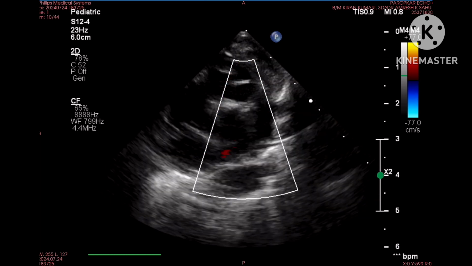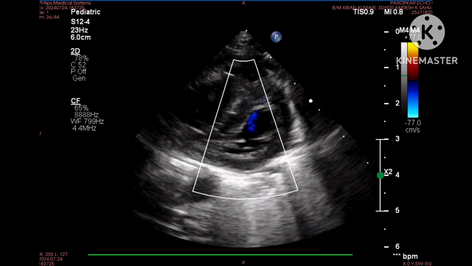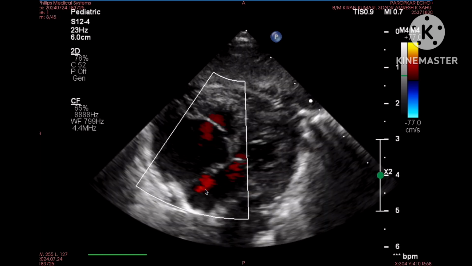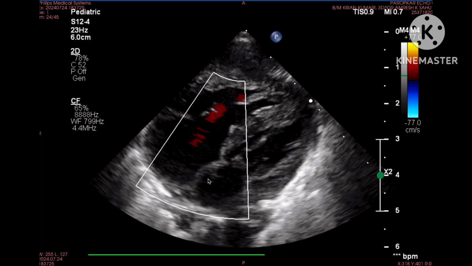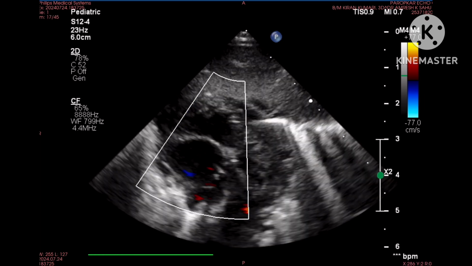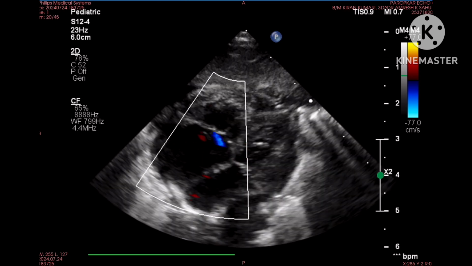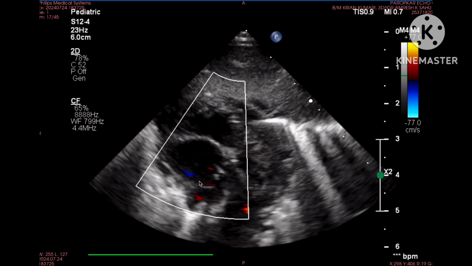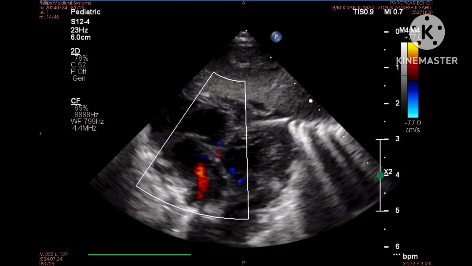Same thing again. Now the ASD has mainly left to right flow. You see in this image, this part, this is the ASD, and flow-wise it is mainly red in color. So this is red in color, indicating left to right flow. So flow is mainly left to right here.